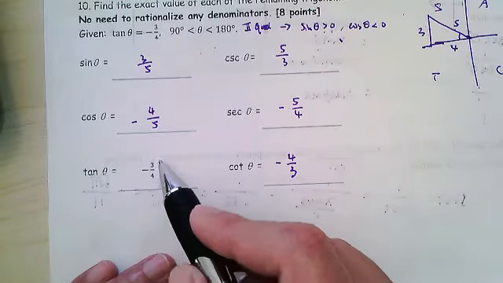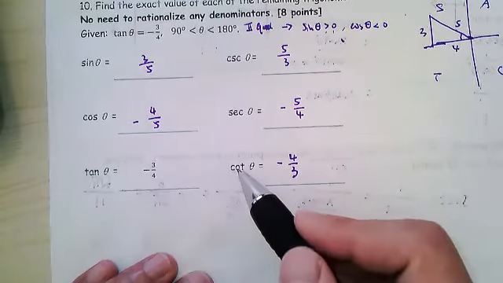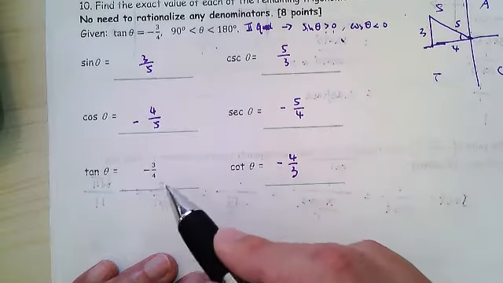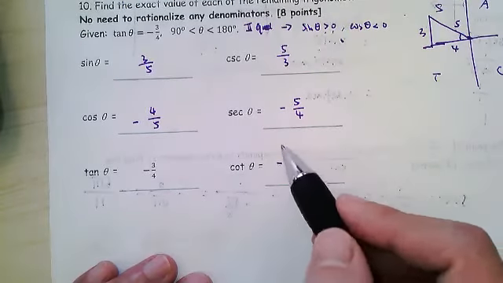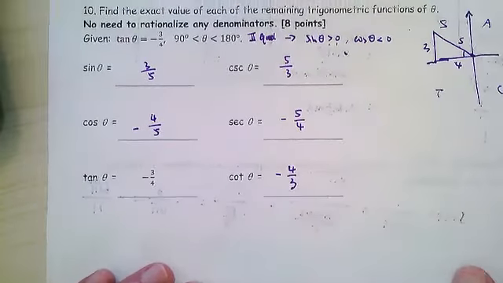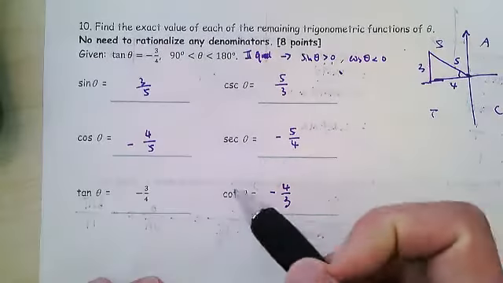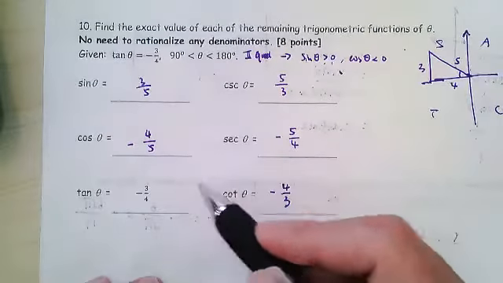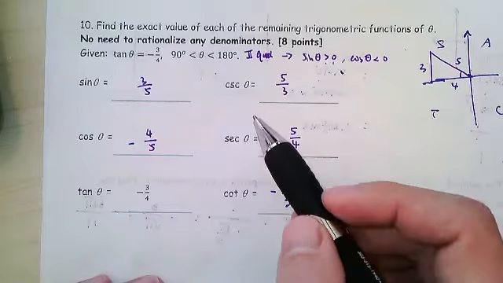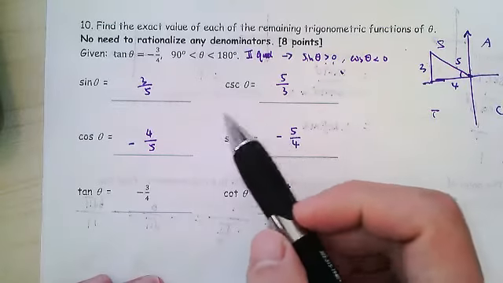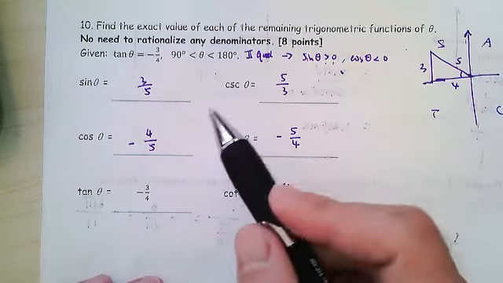Tangent theta, this is given. Cotangent theta is just 1 over tangent theta. That's it. Everything just follows from the basic definitions. If you do not know how to do any part of it, please review the basic definitions we covered in class and also written in the textbook.